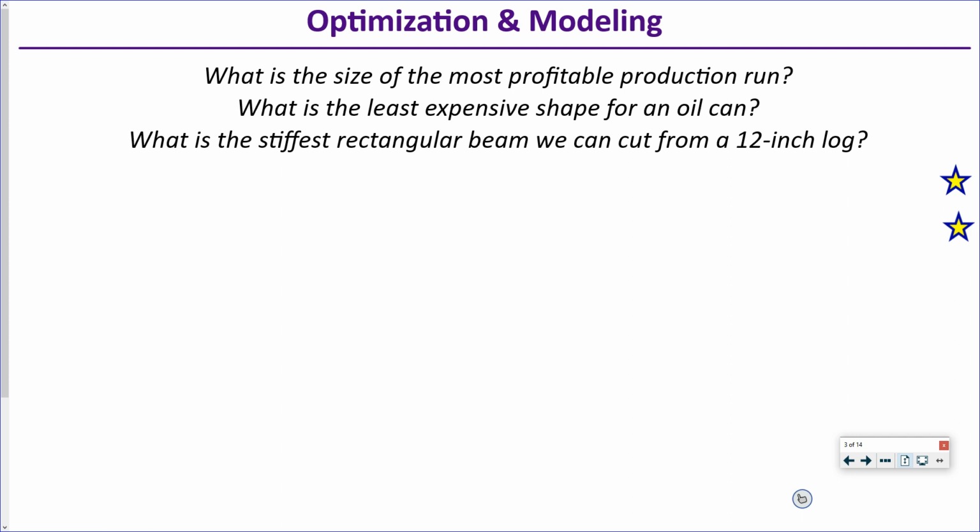So here are some keywords that really indicate that we are trying to find relative extrema. It might not say the word maximum in it. The last problem did: what is the maximum area? It could say something like, what is the size of the most profitable production run? Most profitable, that's a maximization in disguise. What is the least expensive shape? That's a minimization problem in disguise. What is the stiffest rectangular beam we can cut from a 12-inch log?